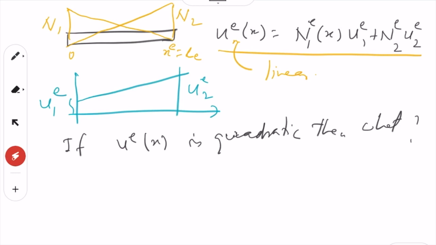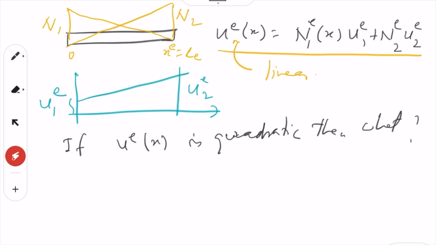But in that case how will we do it? How can you write it? Can we write the same way it is written here? This is a linear function multiplied by a constant, a nodal displacement, plus a linear function multiplied by the displacement. Now can we write the same way, something like a quadratic function multiplied by displacement plus a quadratic function multiplied by displacement? Can we do it like that? Well, you can do it, only thing is we do not know how they are varying.